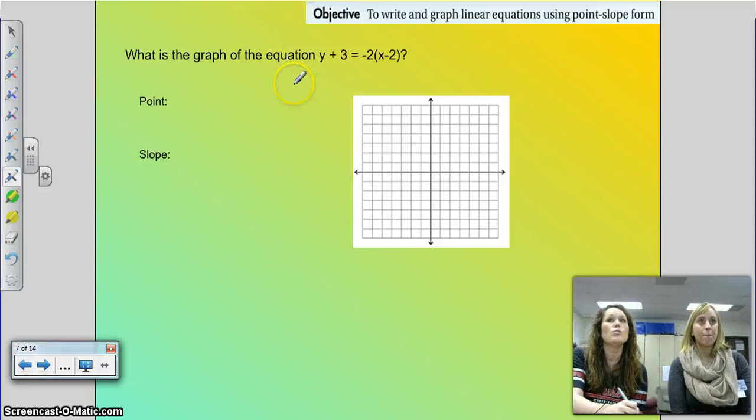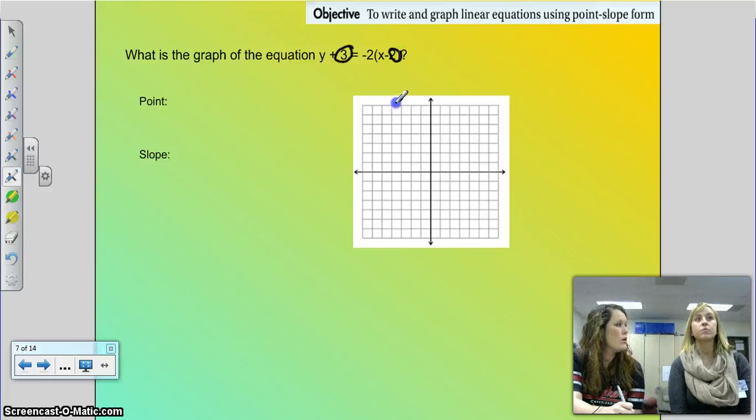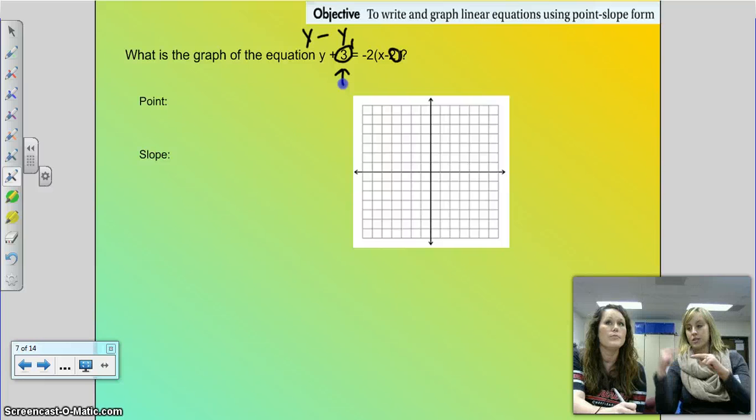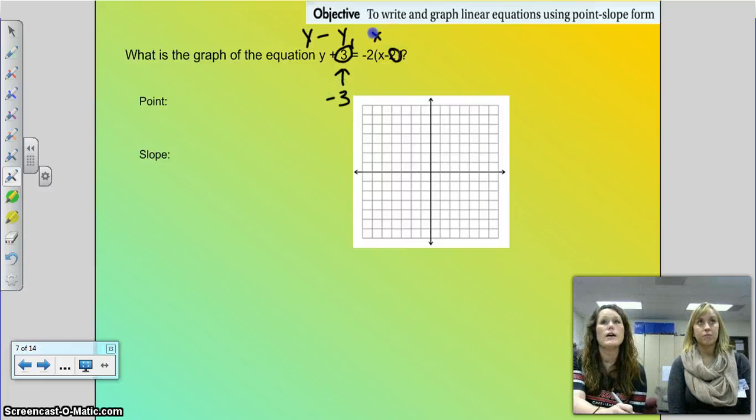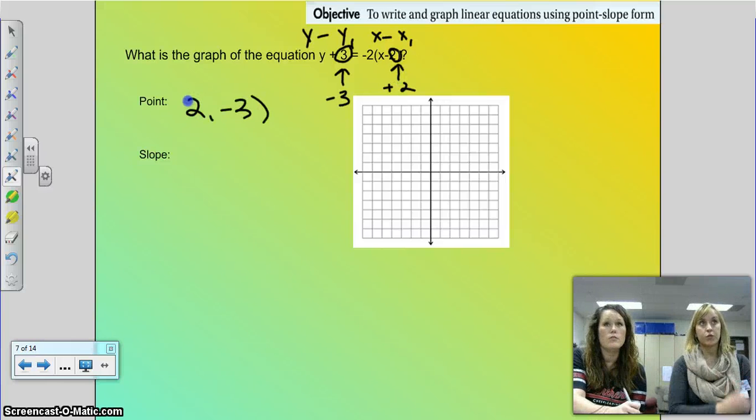Okay, so here's the only thing: it doesn't tell us what the point is. So let's figure out what the point is. I know my point has the 3 and the 2. But I also know that it was y minus y1, and this says y plus, so it must have been minus a negative. So this is -3. And same thing here, this is x minus 2, x1, which has to be positive. So my point is (2, -3).